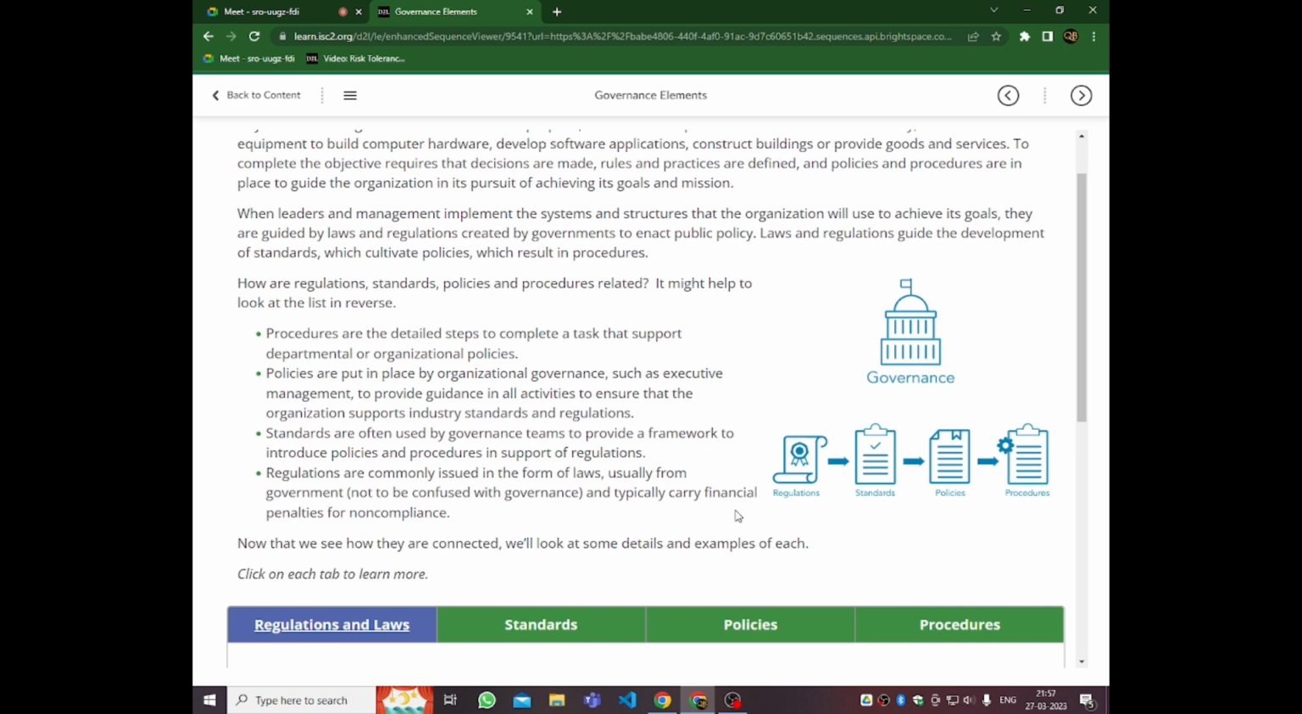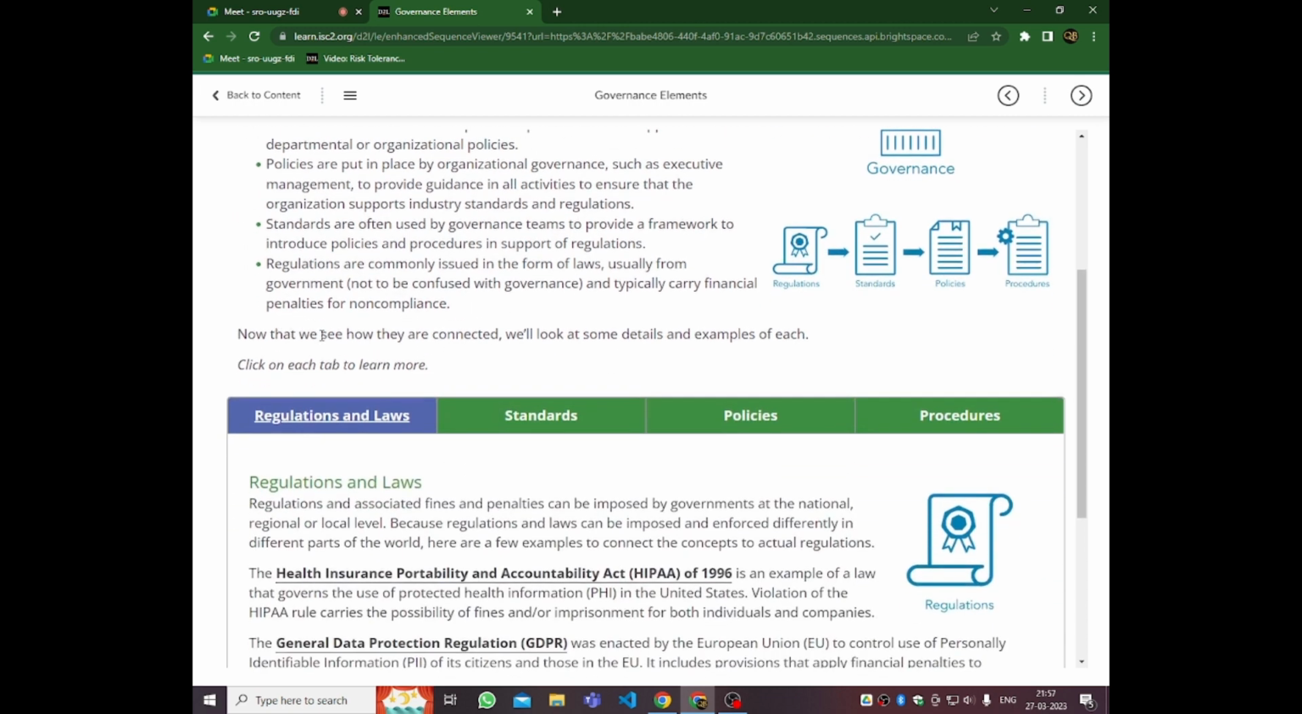typically carry financial penalties for non-compliance. Now that we see how they are connected, we will look at some detail and examples of each. Click on each tab to learn more.